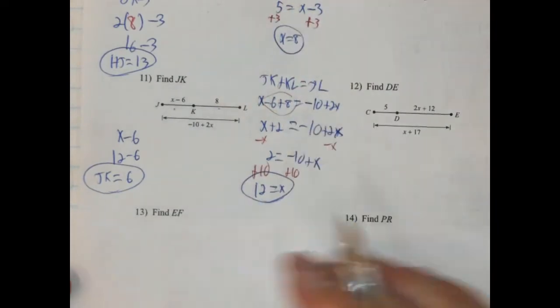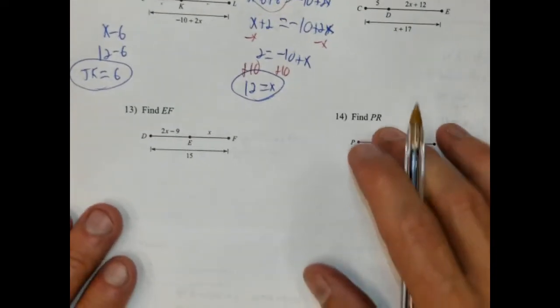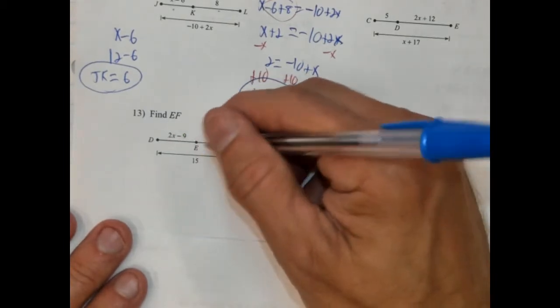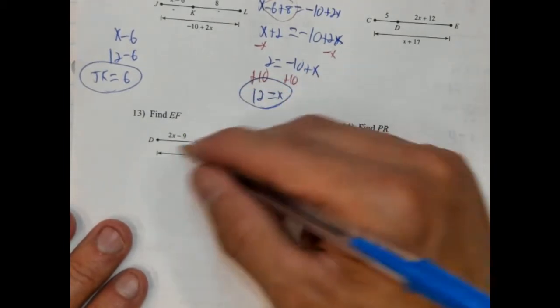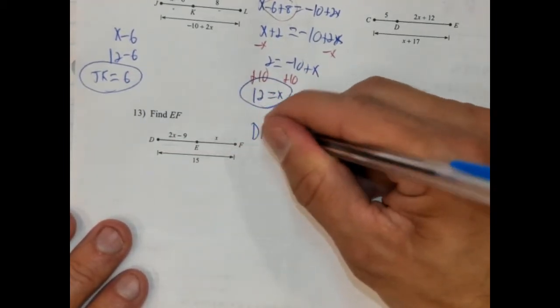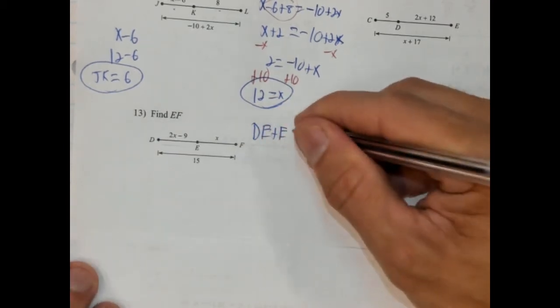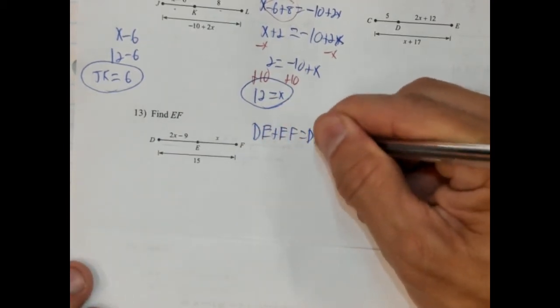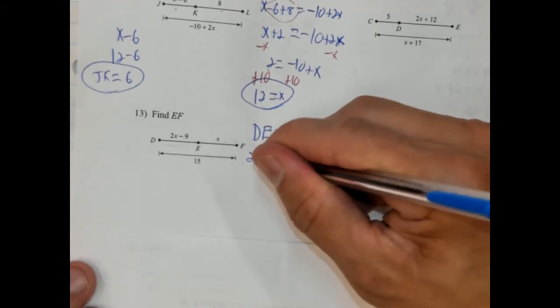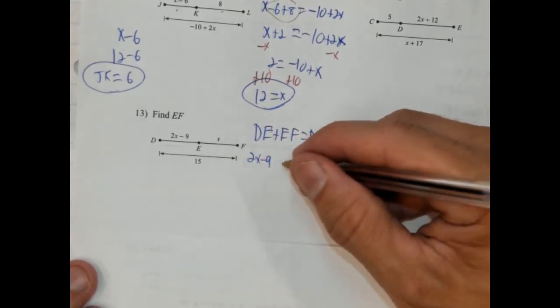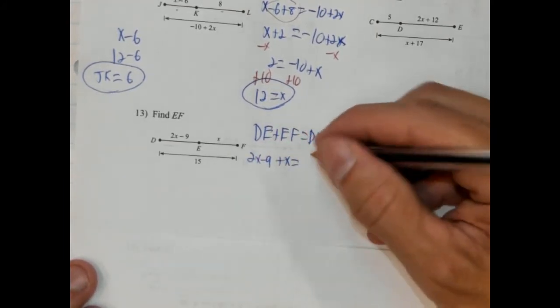You can see that this is really just plugging it back in. All right, let's do the last two here, and I think I'll be able to finish before the bell rings. EF is going to be the segment here, so DE plus EF equals DF. DE is 2x minus 9, EF is x, and DF is 15.